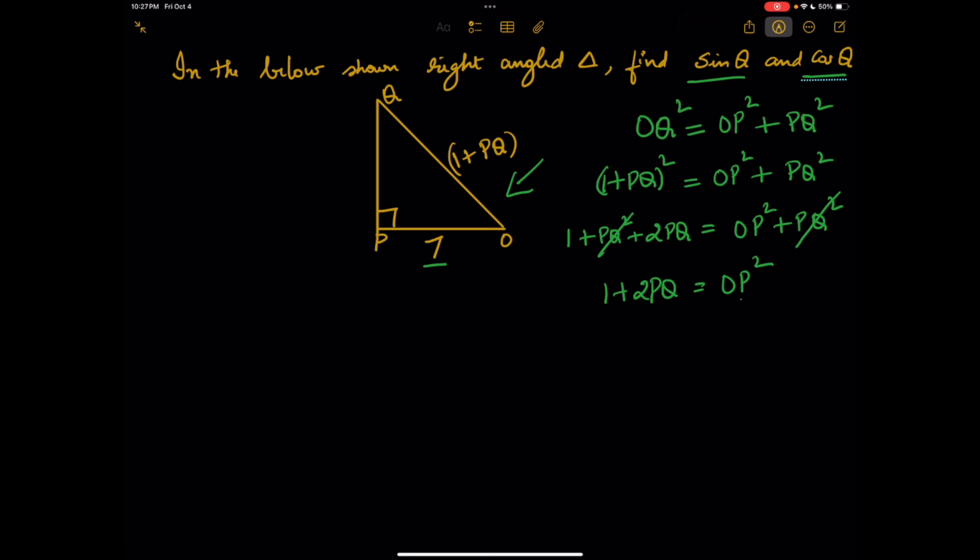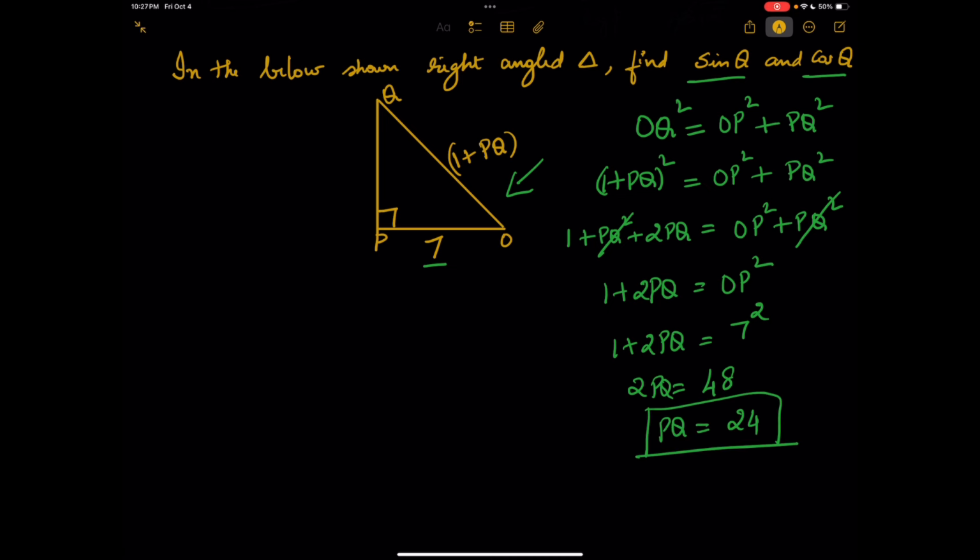But we know the value of OP to be equal to 7. So this will be 1 plus 2 times PQ is equal to 7 square. Now this will be 2PQ is equal to 7 square, which is 49. 49 minus 1 is 48. So PQ would be equal to 24. Now we know the value of PQ, so now it is very easy to write down what the value of OQ is. It is just 25.